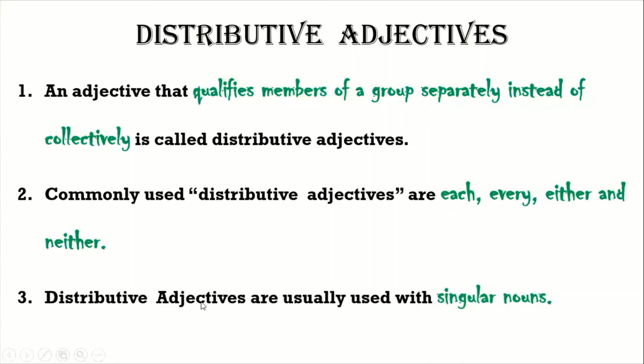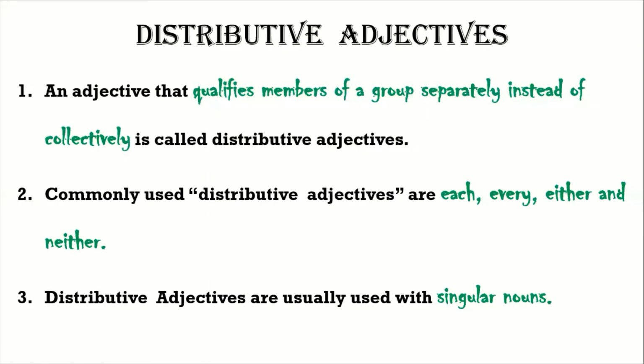Now, distributive adjectives are usually used with singular nouns, like student, every student. So usually, not always, most of the time it comes with singular nouns. Did you understand now, children? Is there any confusion? Please make a note of these 3 points. If you come across these 3 points, it is a distributive adjective. Clear? Now let's have a summary of the entire chapter.